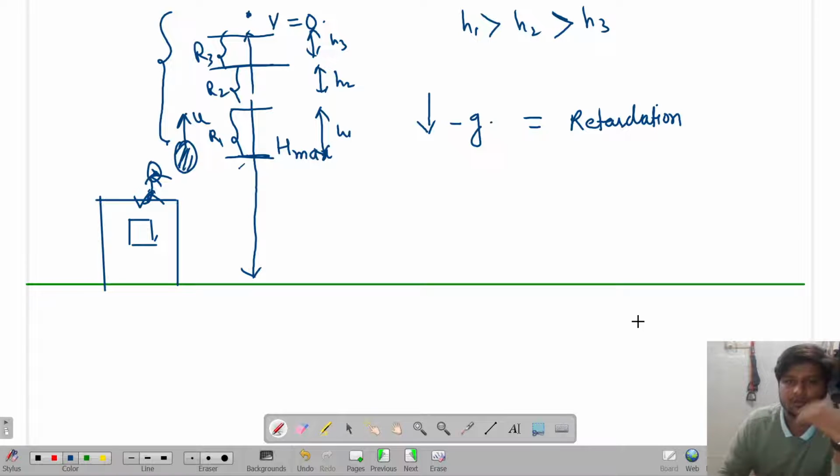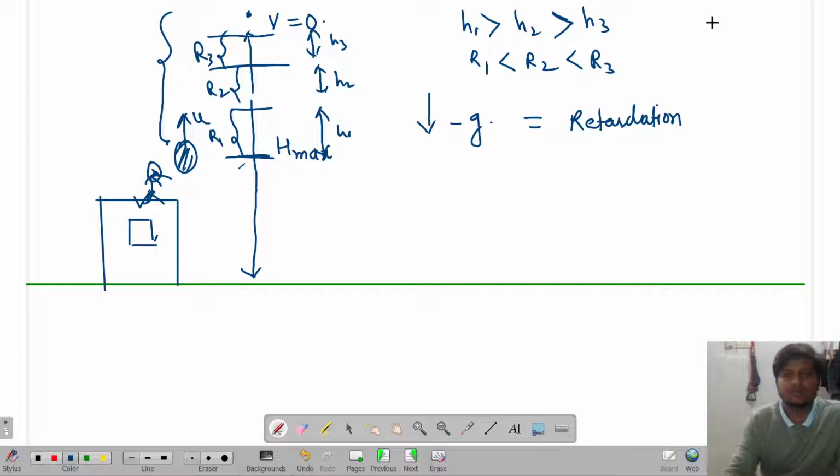Got it or not? I'll tell you what relative acceleration is. So what is happening in this case? Since the displacements traveled are very different, R1 is much less as compared to R2, which is less as compared to R3.